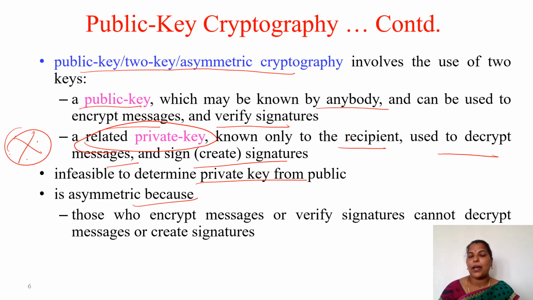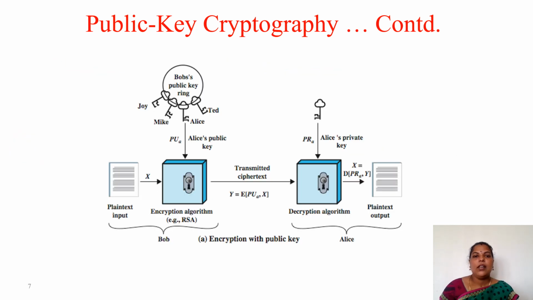And it is asymmetric because those who encrypt messages or verify signatures cannot decrypt the messages or create the signatures. So this is the pictorial representation of public key cryptography. We have a plain text, that is the input. If you want to convert that plain text to ciphertext, we need an encryption algorithm. Here the algorithm given is RSA because it is a public key cryptography algorithm.